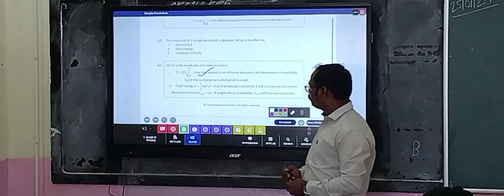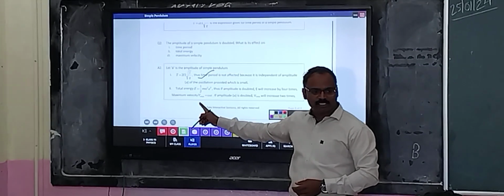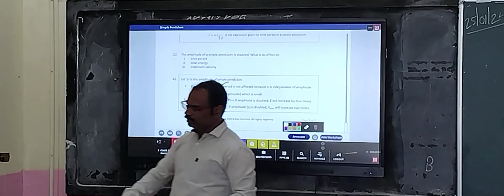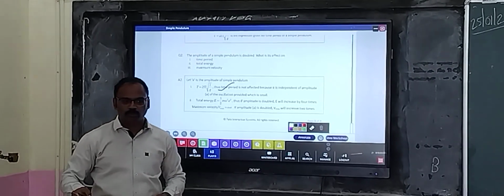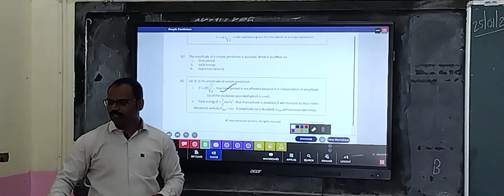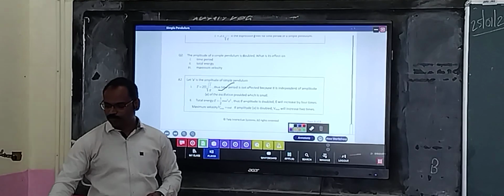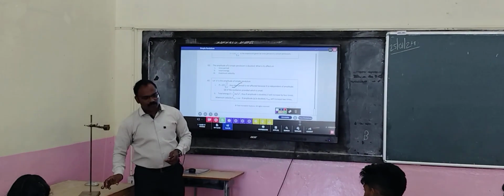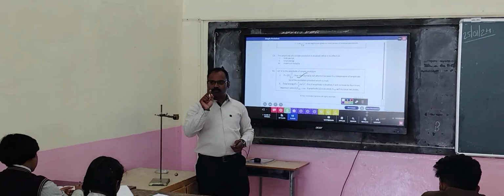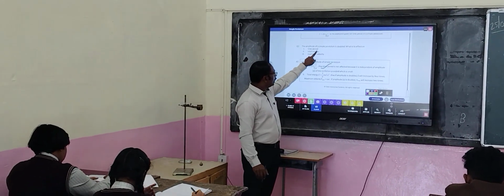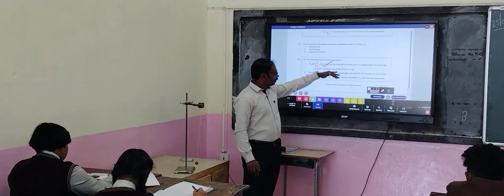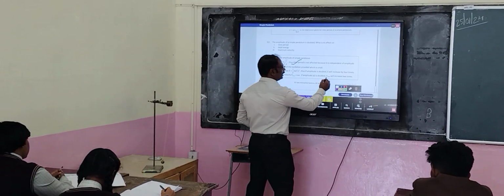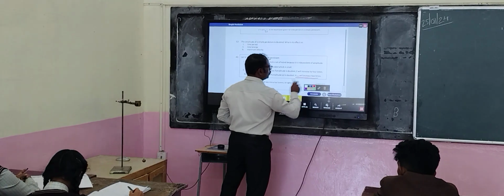And what will be the maximum velocity? Velocity is proportional to amplitude. So if you increase the amplitude, the velocity also will increase. Since velocity is proportional to amplitude, if the amplitude is doubled, the velocity will be increased by 2 times.